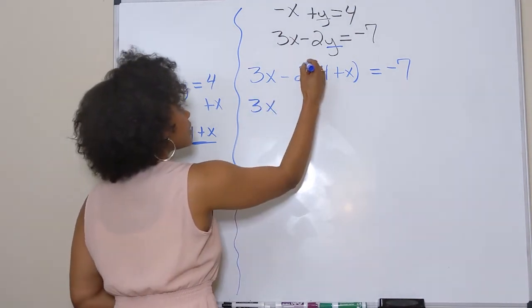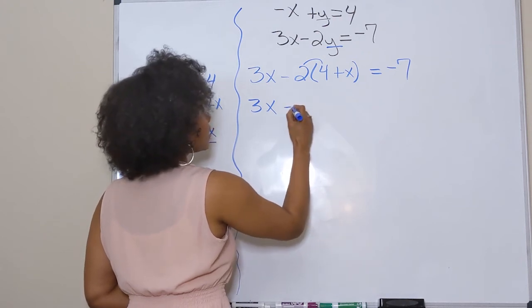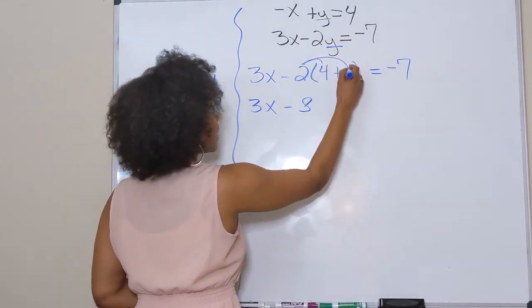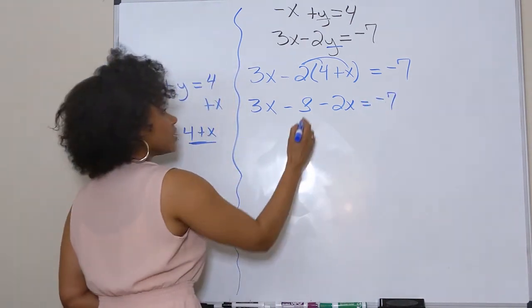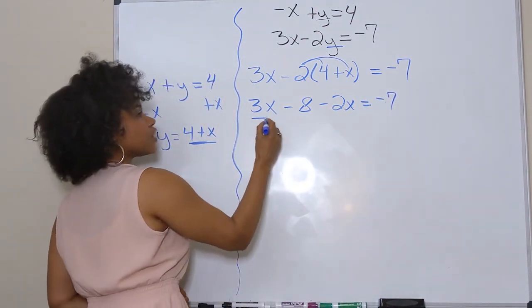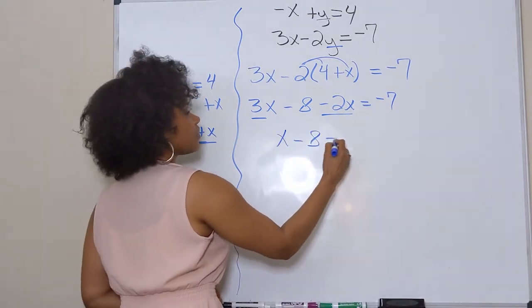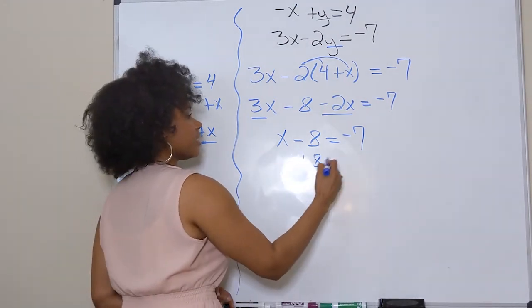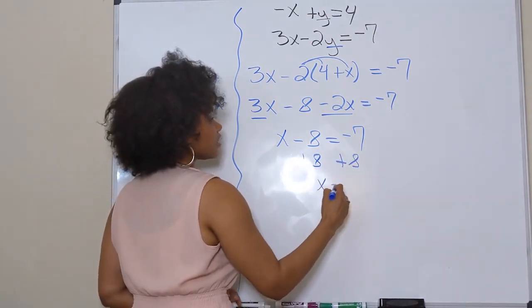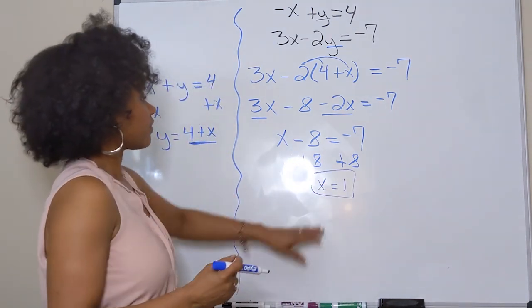Distributive property, negative 2 times 4 is negative 8. Negative 2 times x is negative 2x equals negative 7. Combining my like terms, 3x minus 2x is just x. And I'm left with the one-step equation. So I just have to add 8. x is equal to 1. All right. And I've solved for x.